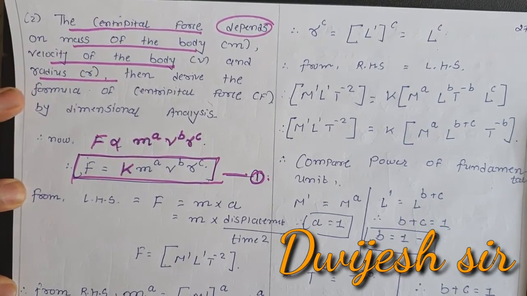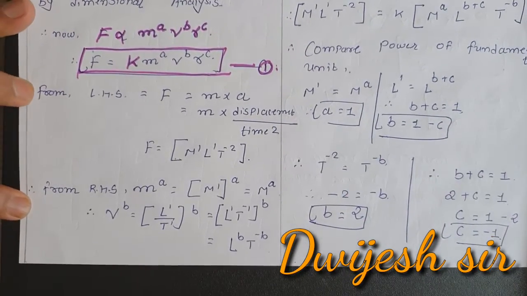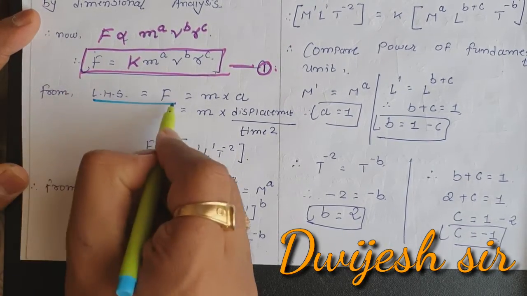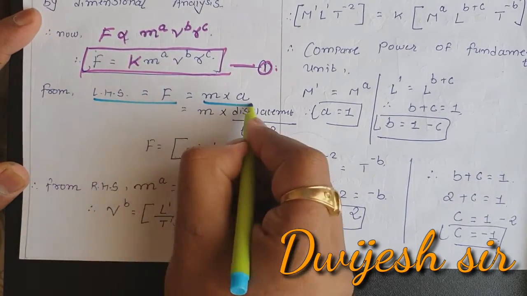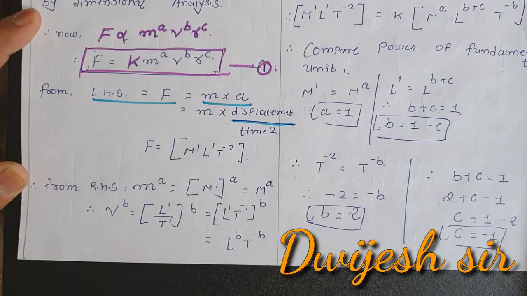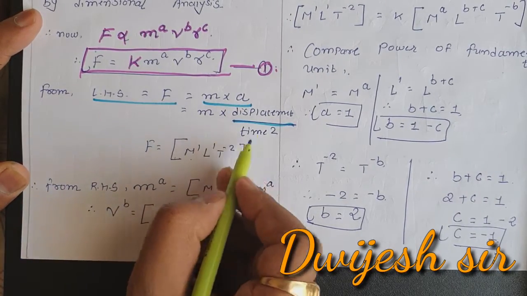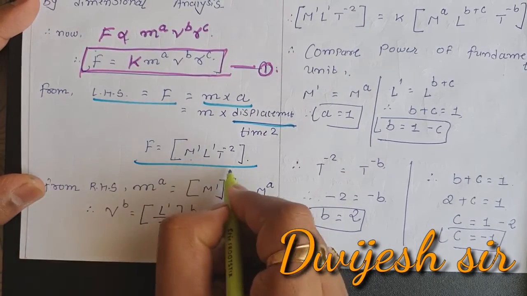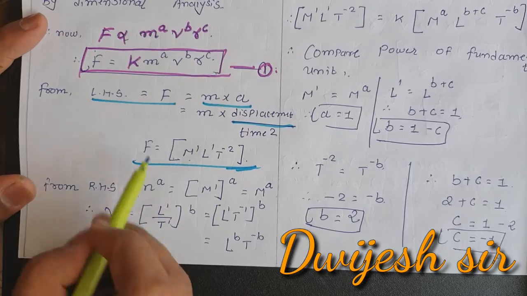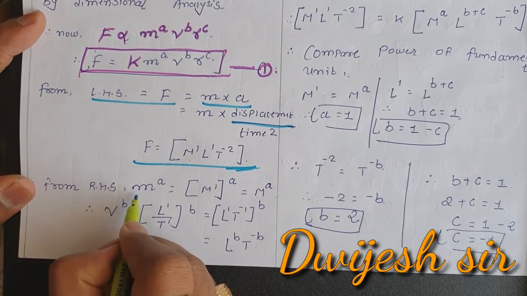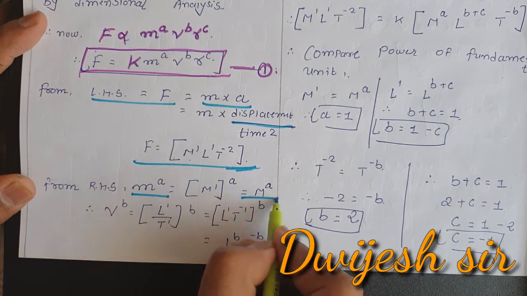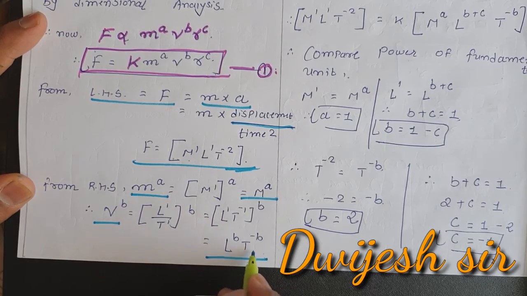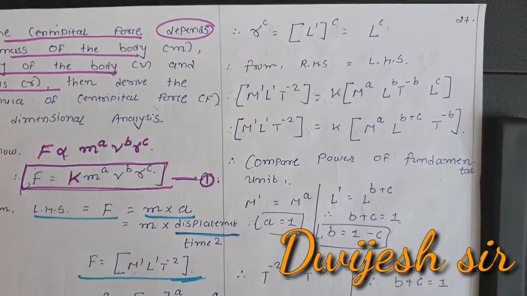Now we have to check this equation using dimensional equations. From the left hand side, we have F, force. So what is the force? Force equals mass into acceleration, and acceleration equals displacement upon time. So the dimension is M^1 L^1 T^-2 for the LHS. Now from the right hand side, it is mass, velocity, and r. Mass to the power of a is M^a, velocity is L^1 T^-1, so L^b T^-b, and the third one is r^c.